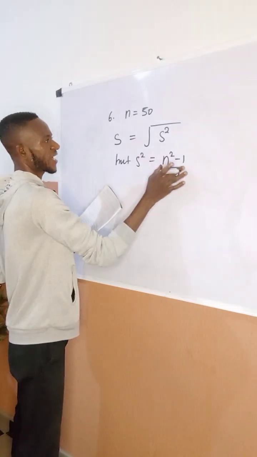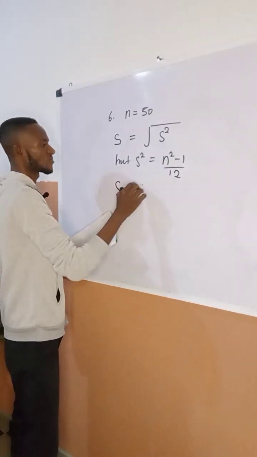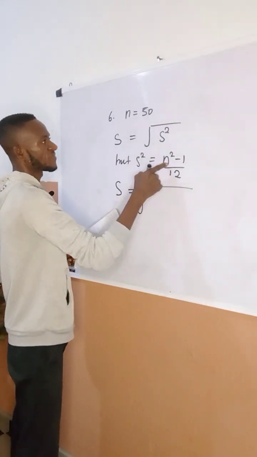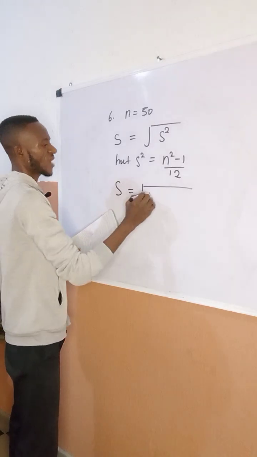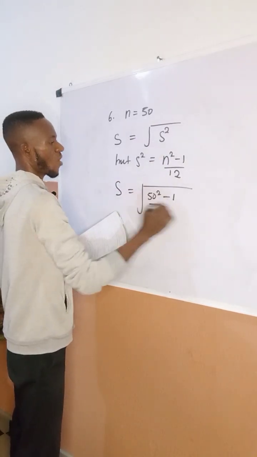So what I'm going to do is to carry this formula and put it in the place of this variance. And my s now becomes the square root of, in place of this n, I will write 50. So I have 50 squared minus 1 all over 12.